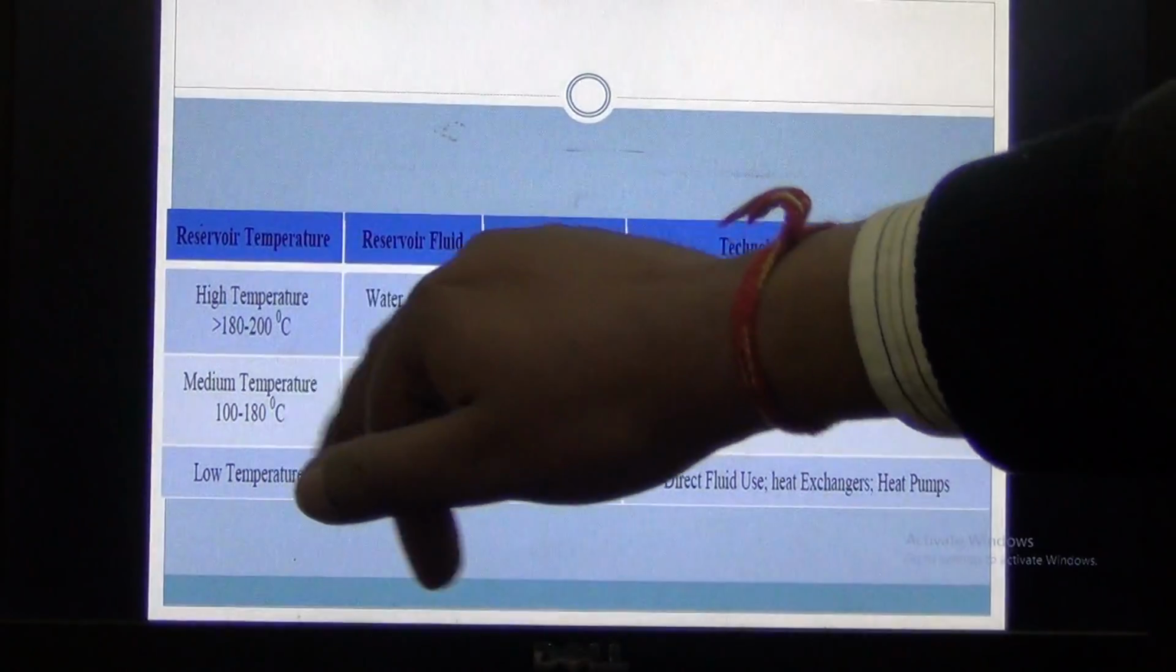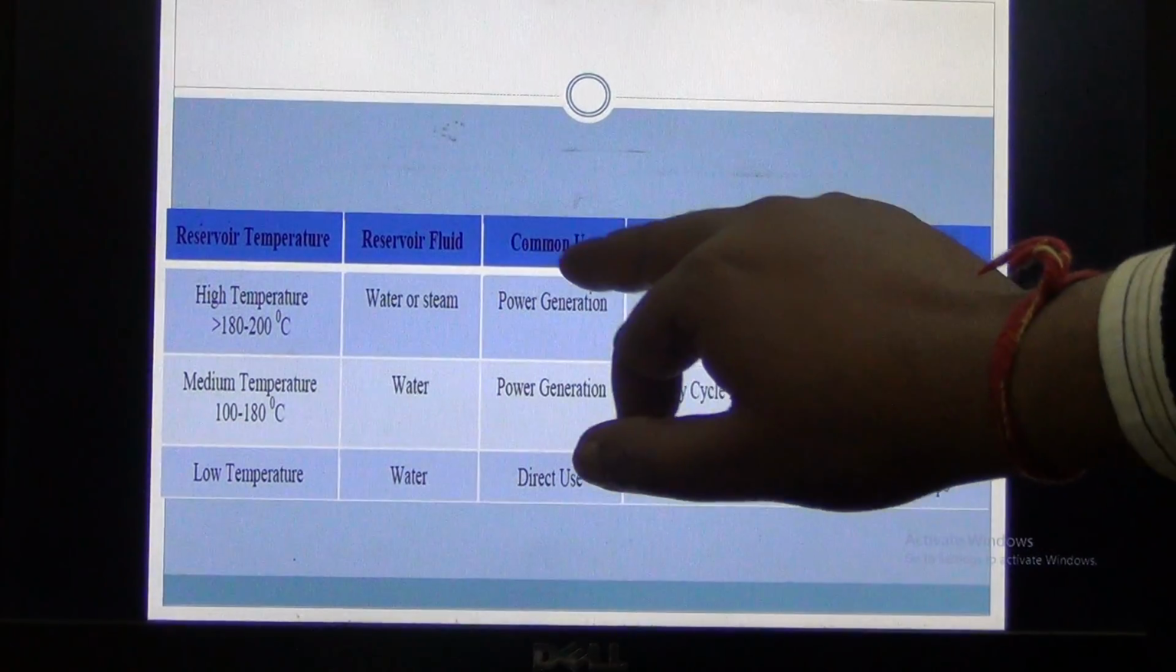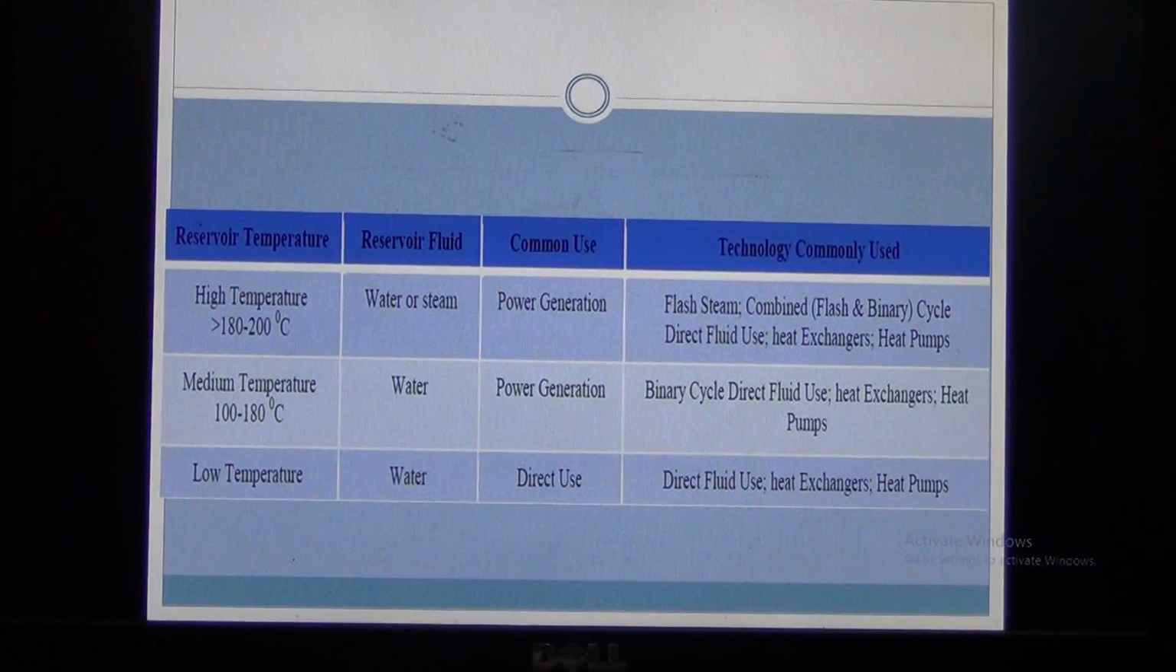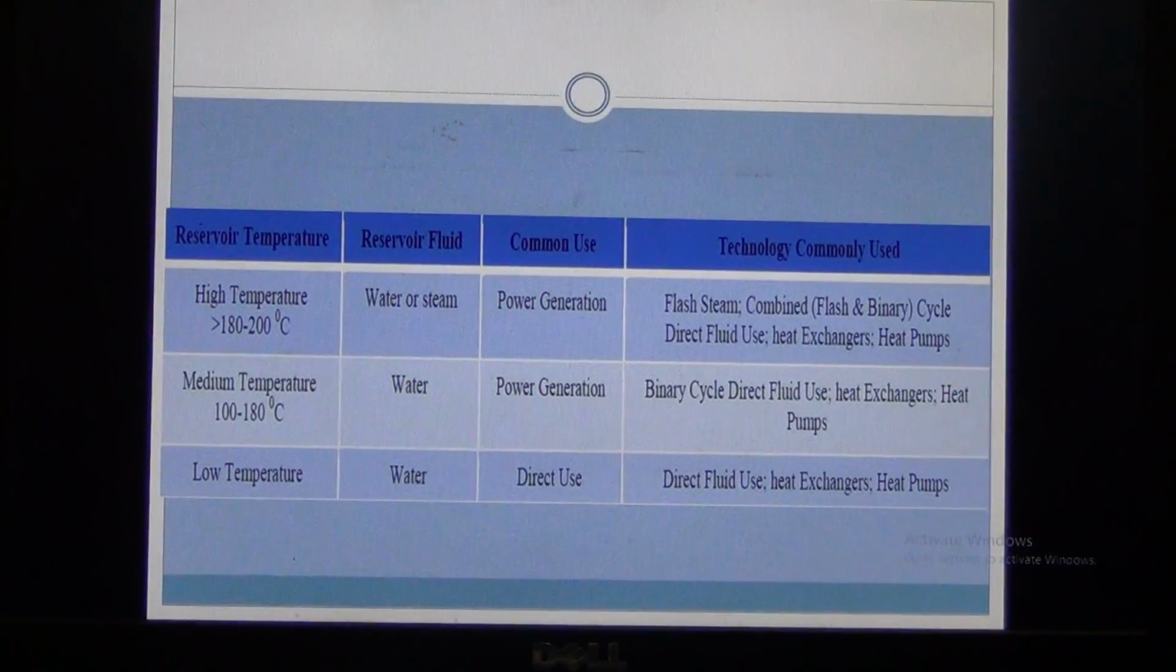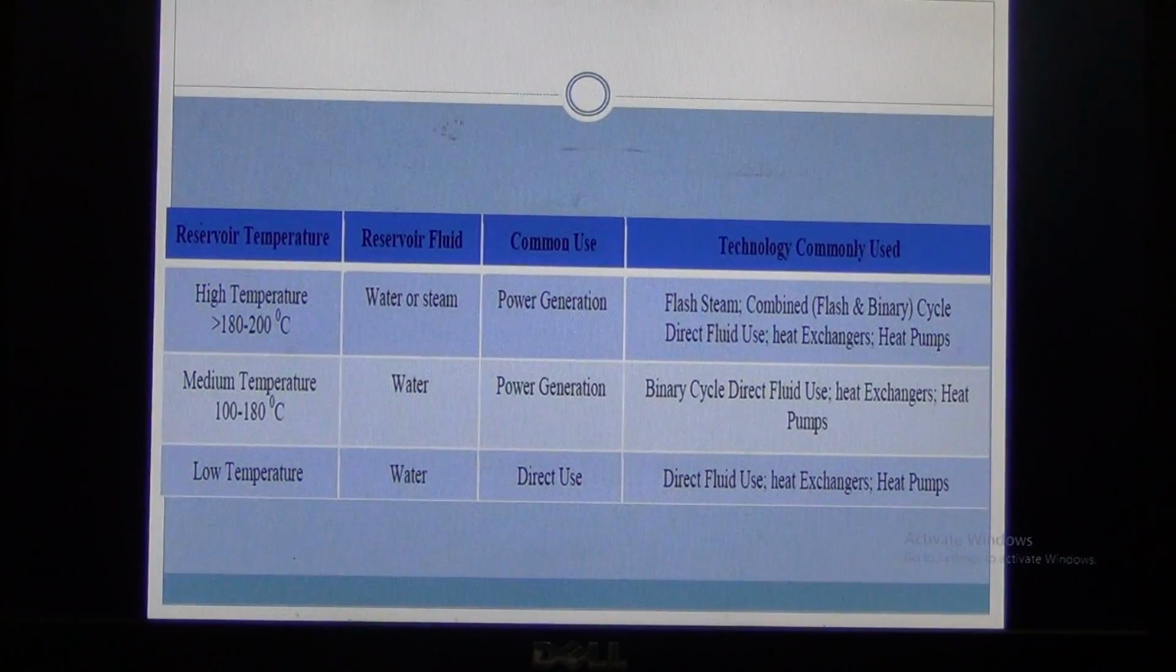It lists the reservoir temperature, reservoir fluid, common use, and technology commonly used. For a high temperature reservoir, that is greater than 180 to 200 degrees Celsius, the reservoir fluid is water or steam. Its common use is power generation. We use such technologies as flash steam, combined flash and binary cycle, direct fluid use, heat exchangers, and heat pumps to get this power generation.